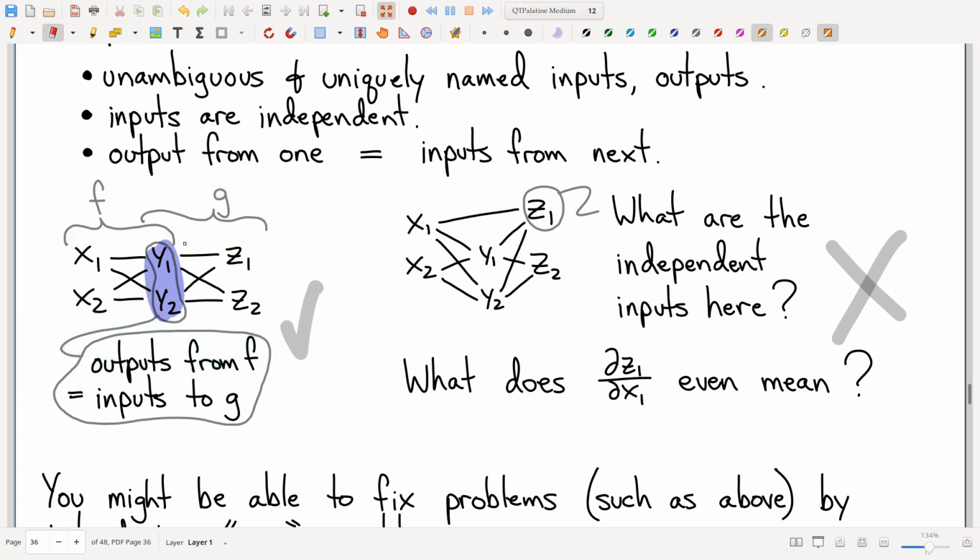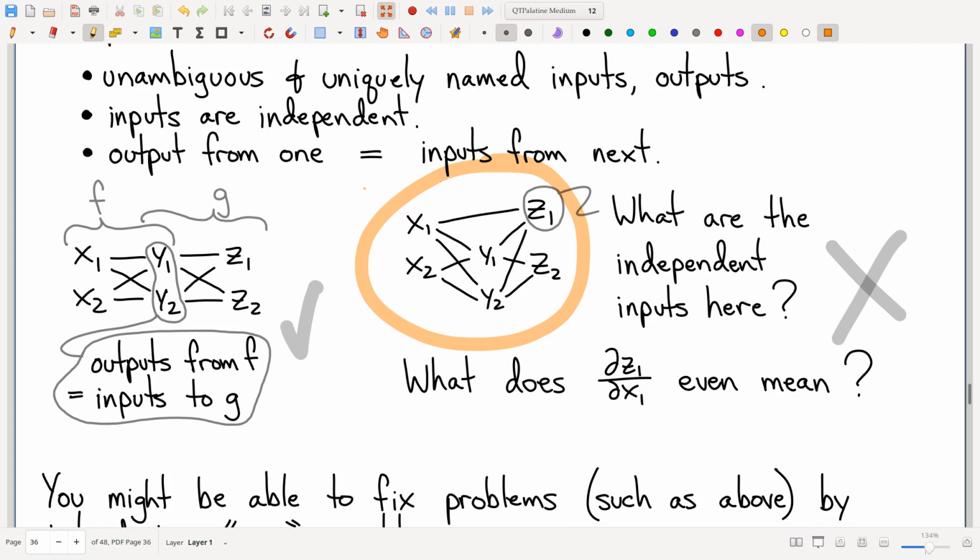Let's look at this diagram right here. This diagram is just a made-up diagram. This did not come out of a composition of functions. What functions are they, presumably, that are being composed here? And is it true that what comes out of the first is exactly what's going into the second? I say no, it's not.